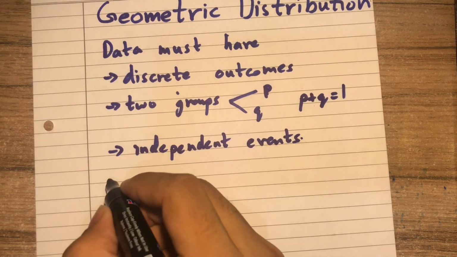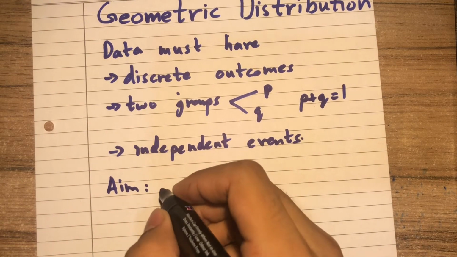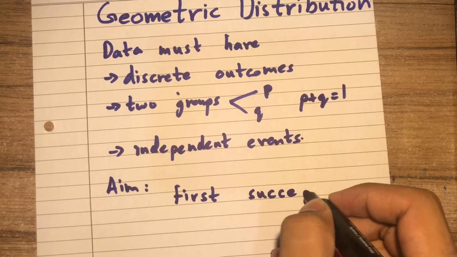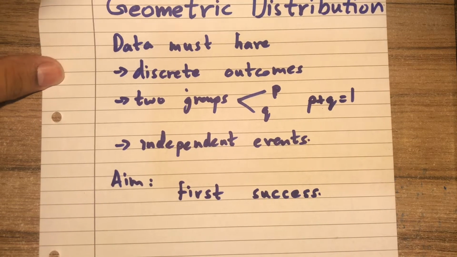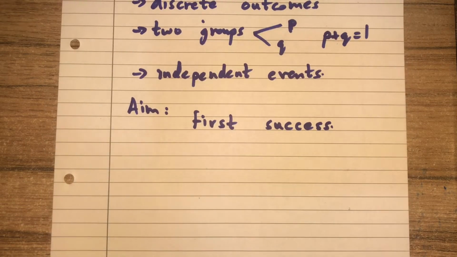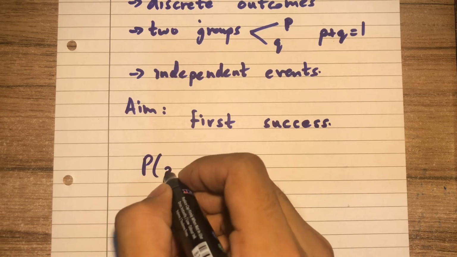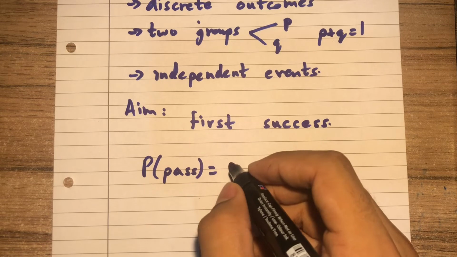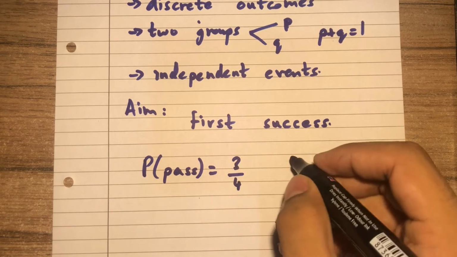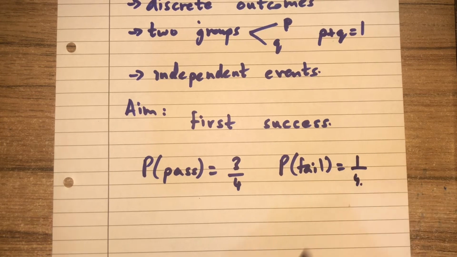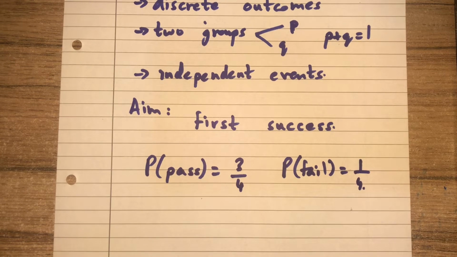Now in geometric distributions, the aim is to find the probability of the first success. For example, if a person is giving a driving test and the probability to pass the driving test is equal to 3 upon 4, and the probability to fail the driving test will obviously be 1 over 4, right? Now we have to find the probability, for example, that he passes the test in his third try, right?